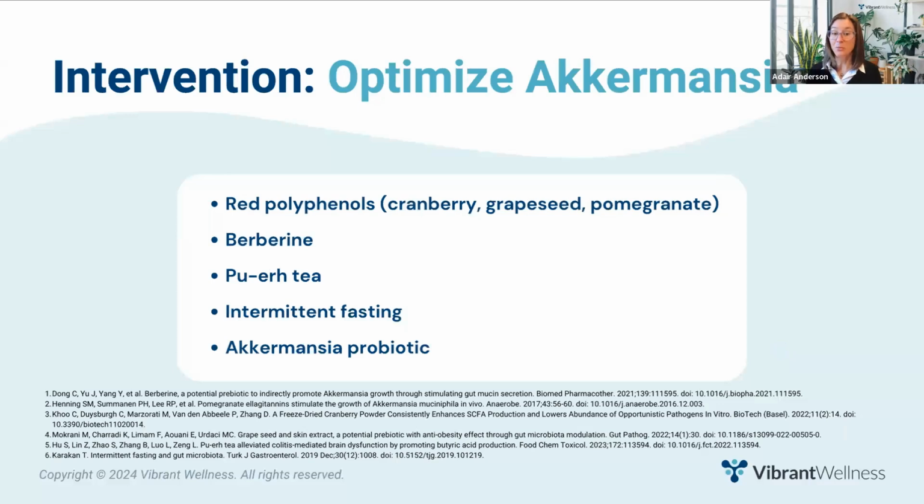So here are all the ways to support low Akkermansia. Number 1 is eating red polyphenols. Akkermansia loves the polyphenols found in cranberry, grapeseed, and pomegranates. Also berberine. Although it has antimicrobial properties, berberine also stimulates mucin secretion by the goblet cells. Pu'er tea. This is made from the same leaf as green, white, and black tea, but it's been fermented. Also, intermittent fasting has been shown to support growth of Akkermansia. So, getting that 12 hours or more each night is going to help grow Akkermansia while you sleep. And you can also now reintroduce it by taking an Akkermansia probiotic.